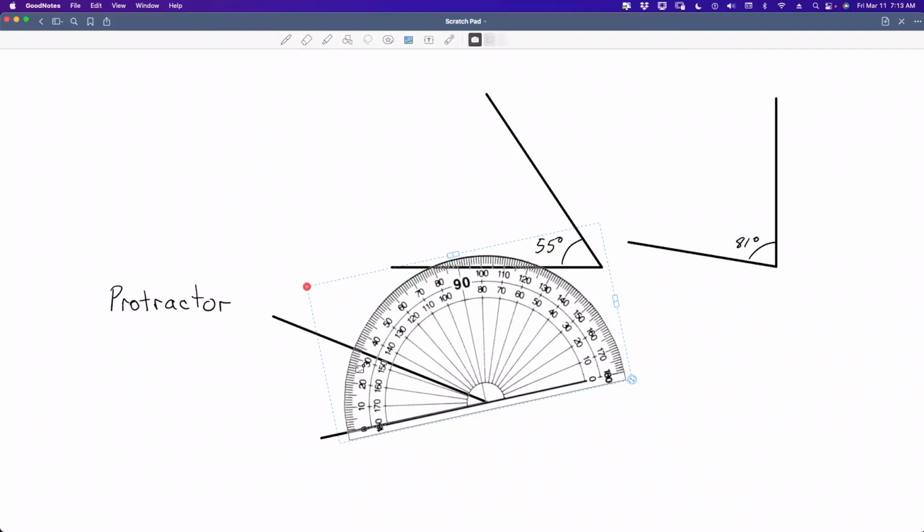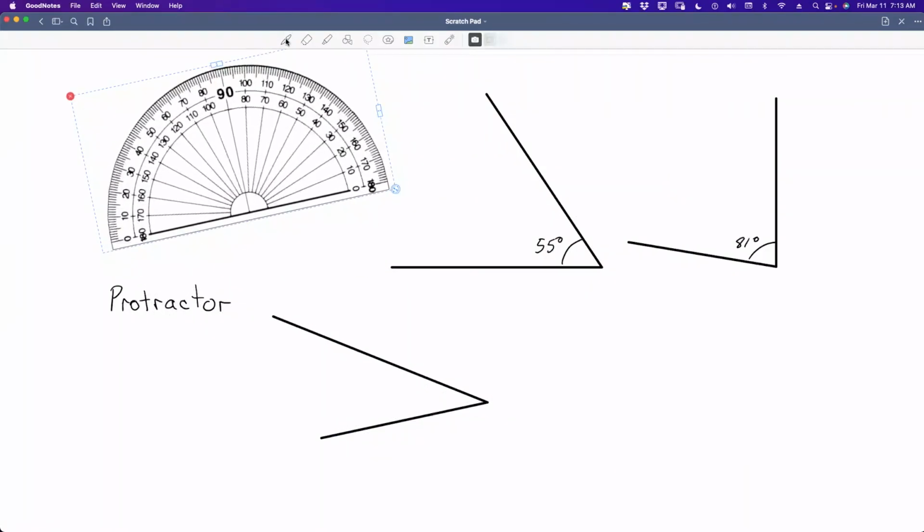So 10, 20, 30, and that looks like it's halfway in between 1, 2, 3, and 4. So we could say that's 33.5 degrees. That's what I'm going to put that as. So 33.5 degrees looks accurate to me. And that is how we measure using a protractor.